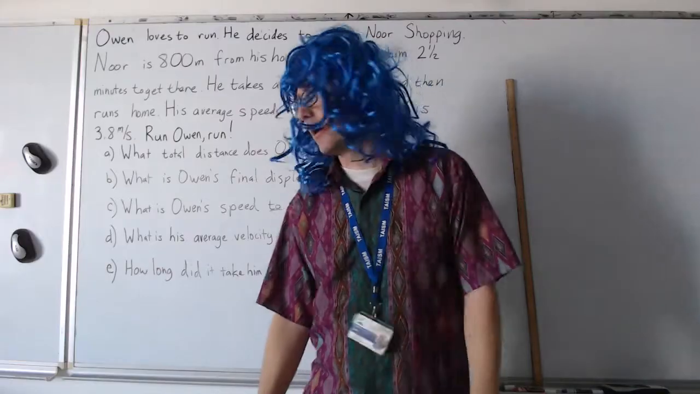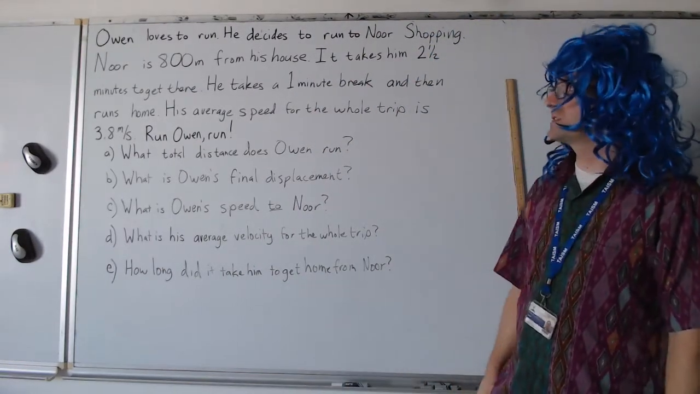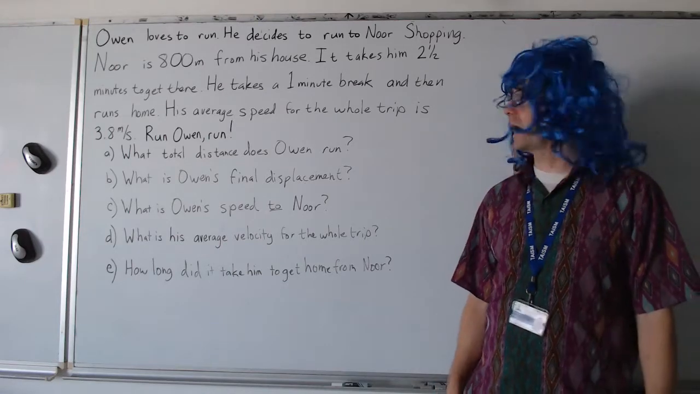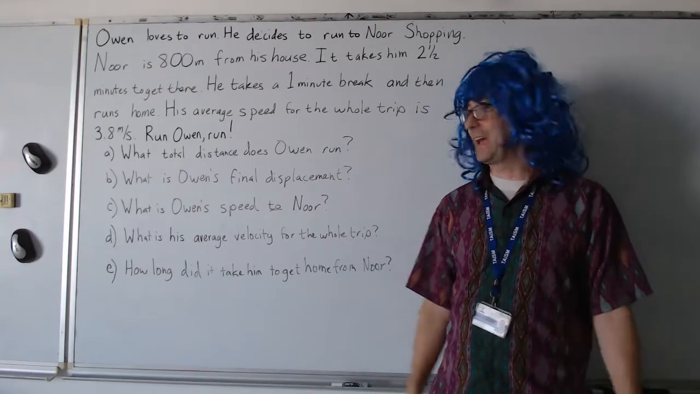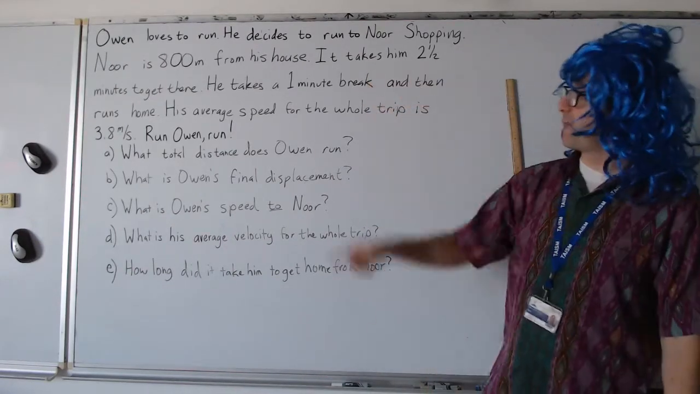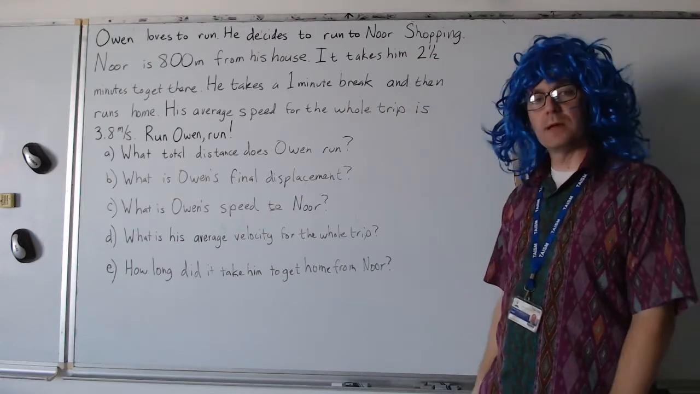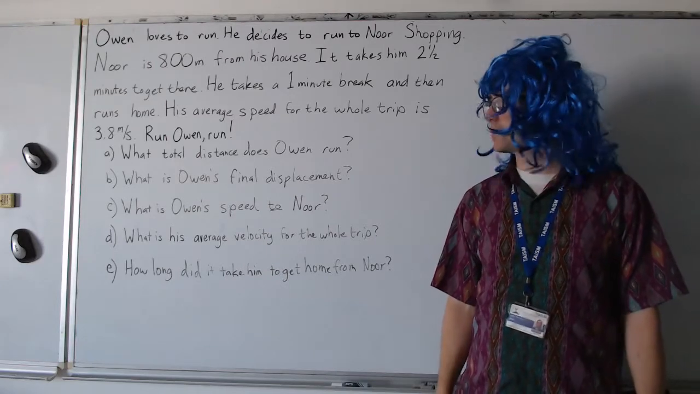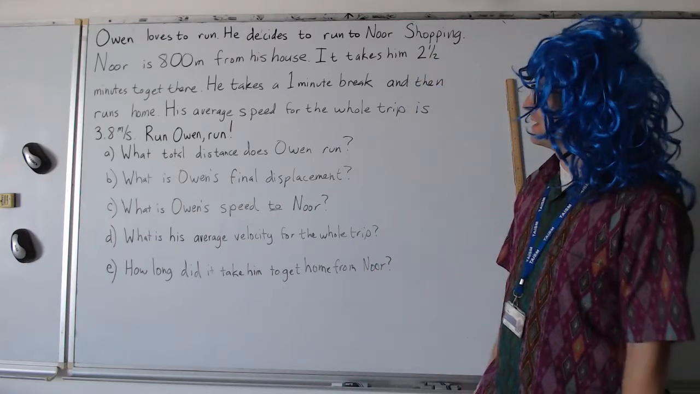So, without further ado, let's go to question number 1. We got a question about our friend Owen. Owen loves to run. He decides to run to Knorr shopping. Knorr is 800 meters from his house. It takes him 2.5 minutes to get there. He takes a 1-minute break and then runs home. His average speed for the whole trip is 3.8 meters per second.